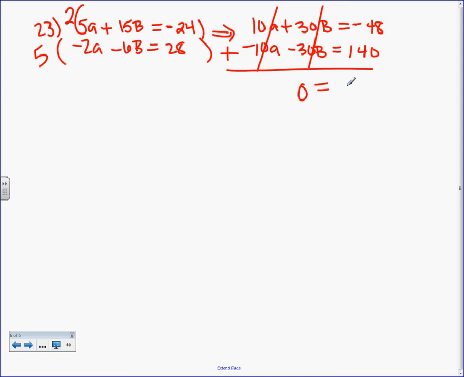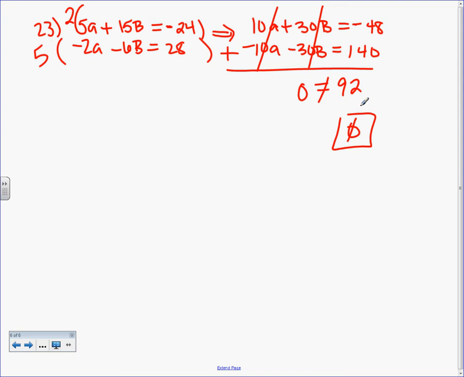Okay. And then what's the right side? You can use a calculator if you need to. 92. Very good. Is that true? No. So what's my answer? No solution. Excellent. Your final answer is no solution.